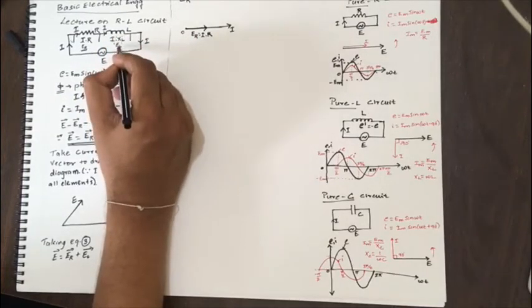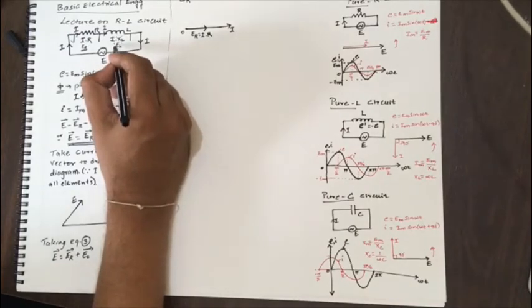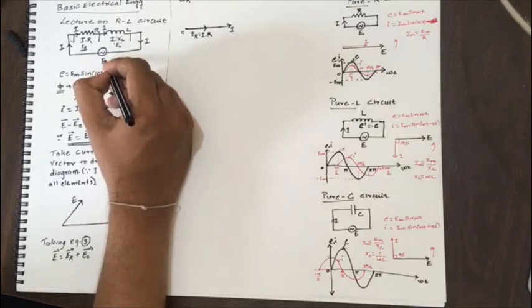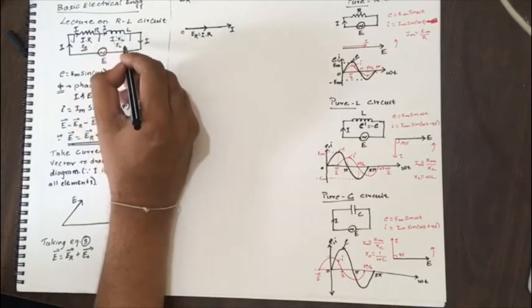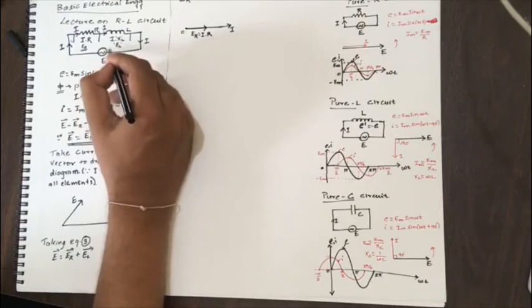So this EL is considered to be a drop. Why is it considered to be a drop? Because it is opposing the source voltage E. So when I apply the KVL, these two voltages are opposing each other.